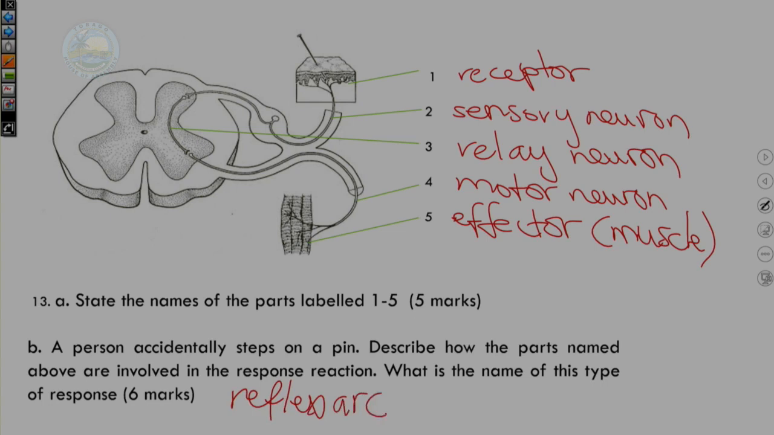And while I would not give you word for word what to say, you must talk about the action of receiving the stimulus, and that stimulus converting that information of pain into an electrical impulse and sending the information to the sensory neuron, to the relay neuron, bypassing the brain in the first instance, and then eventually to the effector, where the person will remove their leg from the pin.